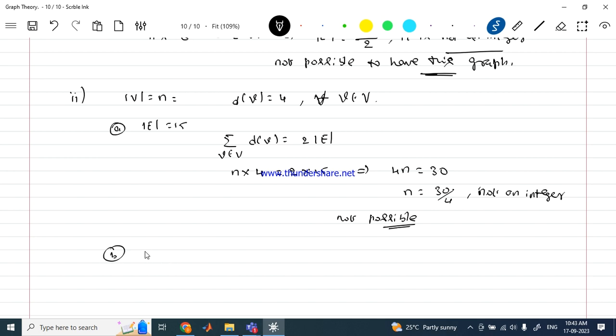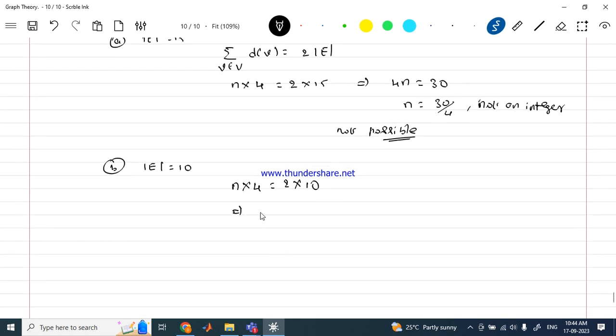And the second possibility is that the number of edges is 10. Now, in the same handshaking property, we have n vertices, the degree of each vertex is 4, which is equal to 2 times the number of edges, 10. So 4n is equal to 20, therefore n is equal to 5. So we can definitely construct the graph with this data.